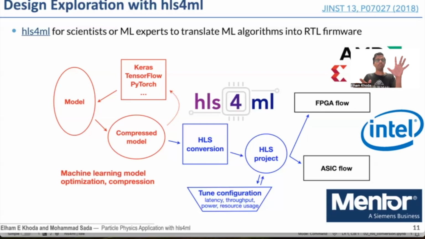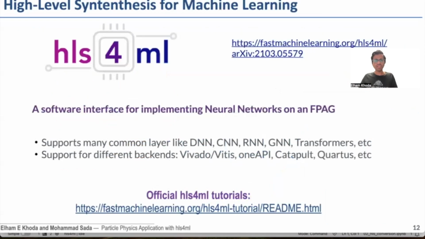As long as you have a model in some specific Python format, in popular machine learning formats, the rest of the things, converting to HLS, compiling them, producing VHDL or Verilog, compiling them again, producing a bitstream to be loaded on the FPGA, can all be done within HLS for ML. So HLS for ML is a software interface for implementing neural networks on an FPGA.